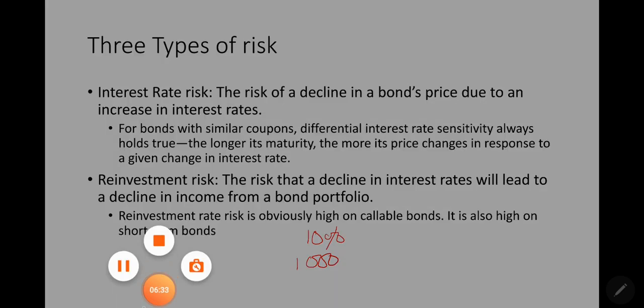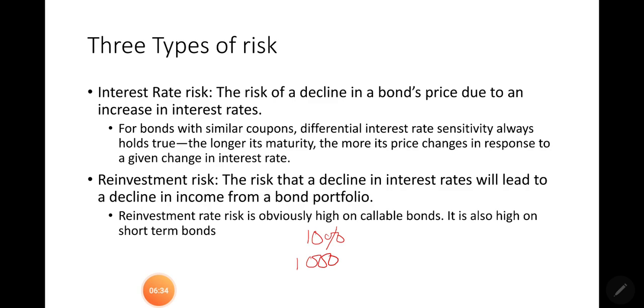Now let's assume that the market interest rate has declined to 5%. Now if your bond has a shorter duration of, let's say, 2 years, 2 years later when your bond ends, you will have to reinvest this 1000 at the 5% lower interest rate.